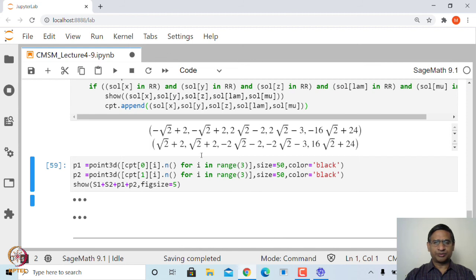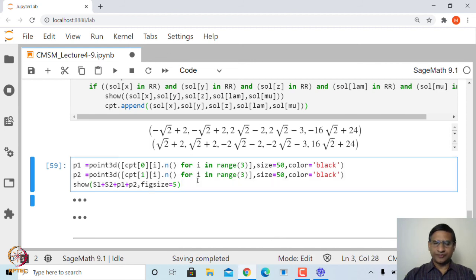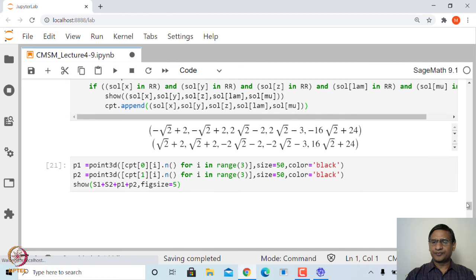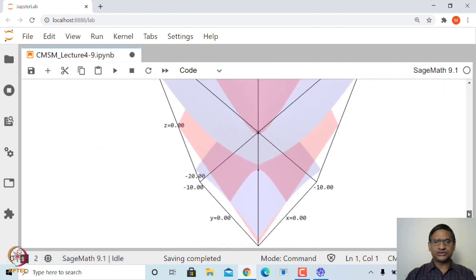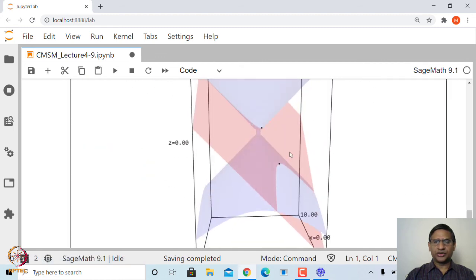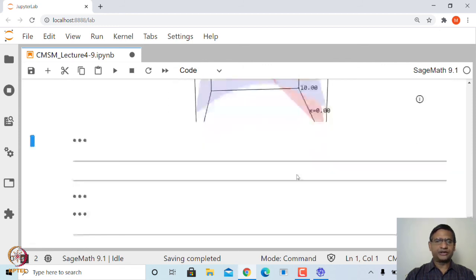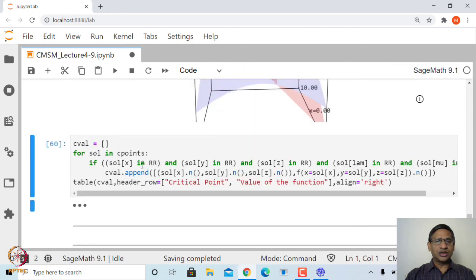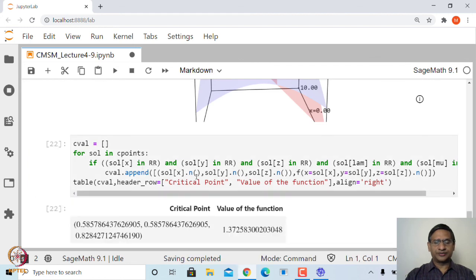Now, if we try to find the function value at these points, before that let us plot these 2 points along with the constraint surfaces. When you plot this, let me rotate. So, these are the 2 prospective points, and geometrically it is quite clear that this will be the point at which the function value is smallest, and this is the bigger one, right. So, let us tabulate the critical points along with the function value.